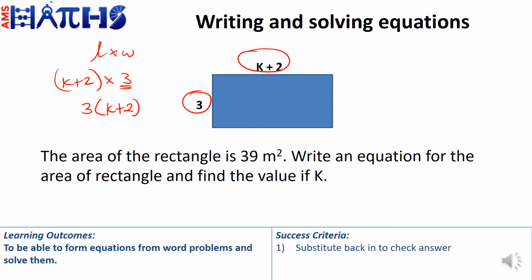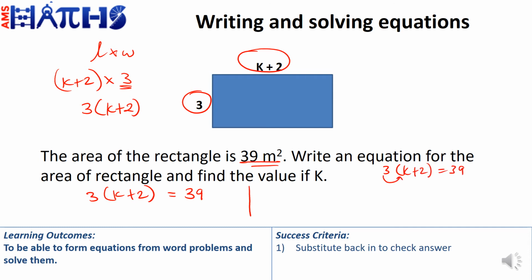Now, it says the area of the rectangle is 39 meters squared. So the equation that we should get is going to be 3 bracket k plus 2. And that, when we multiply them, the length and the width, it should give us 39. So that's the equation. It then says find the value of k. So I'm just writing the equation here where I have some more room to show the working. And then we're going to solve for k.